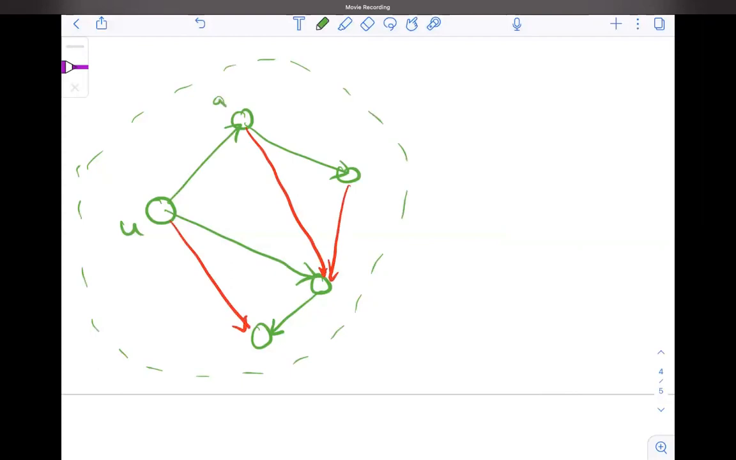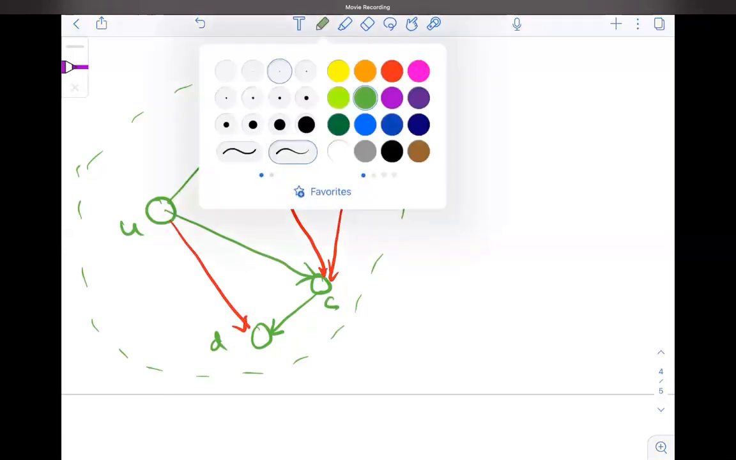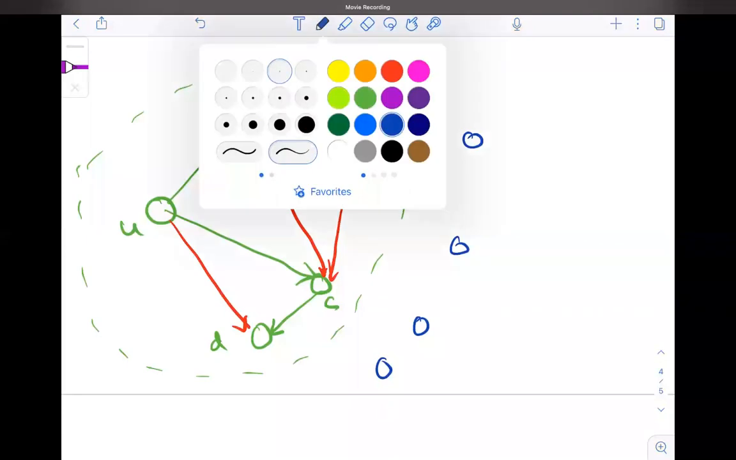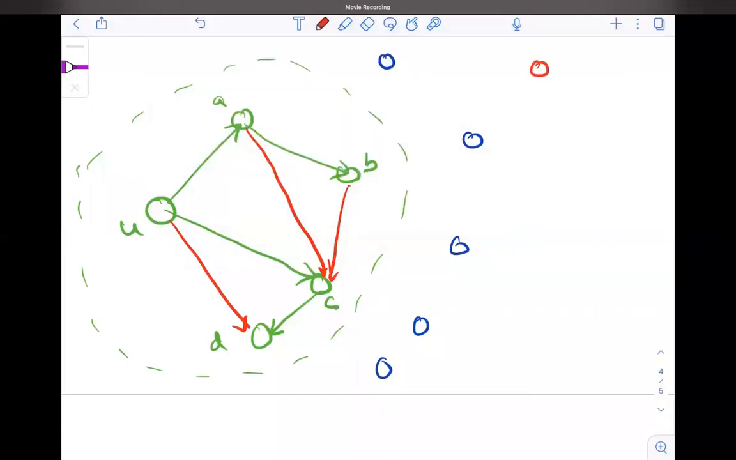So there's A, B, C, and D. These are the vertices for which we know the shortest distance. Now there are some vertices which are blue in color, and they are the ones that are just outside the boundary. Now there are some vertices which are even further away. They are the red ones.